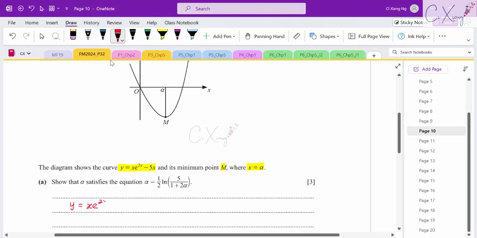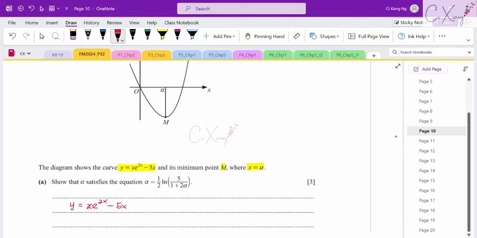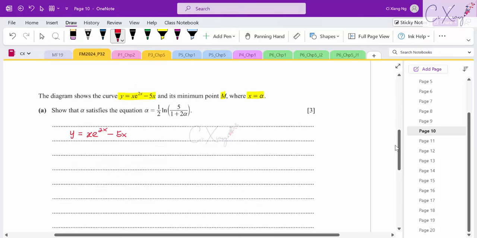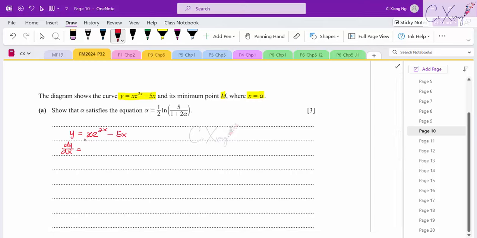So this is my original equation. To get a minimum point, we need to apply differentiation, so we need to find dy/dx first. For the first term here, you can see that it is a multiplication of x with e power 2x. So it is a multiplication of two functions. Therefore, for differentiation, you have to apply the product rule.